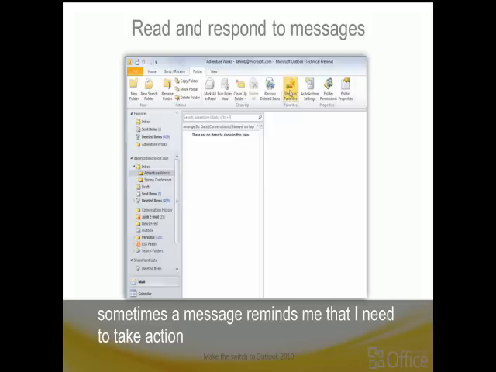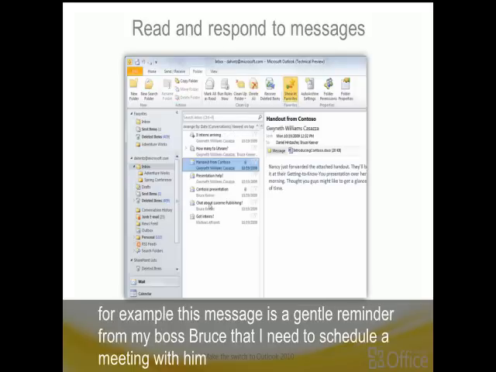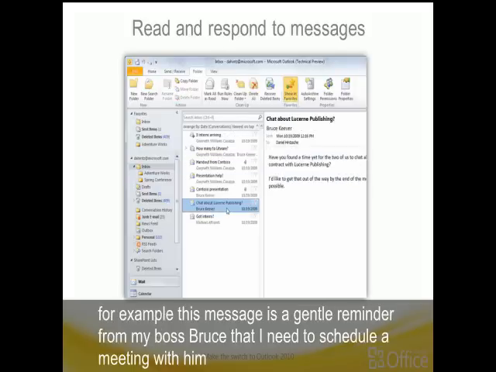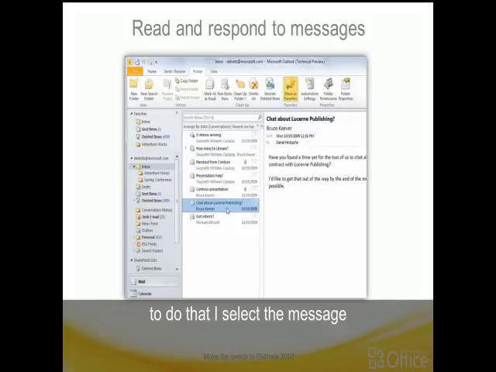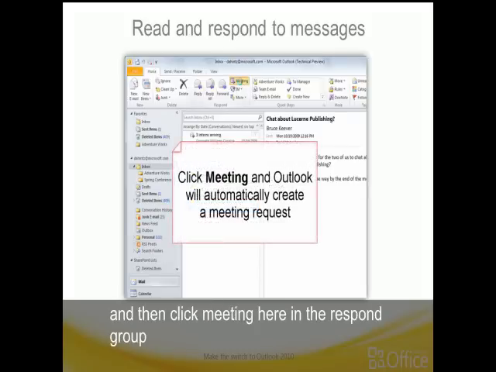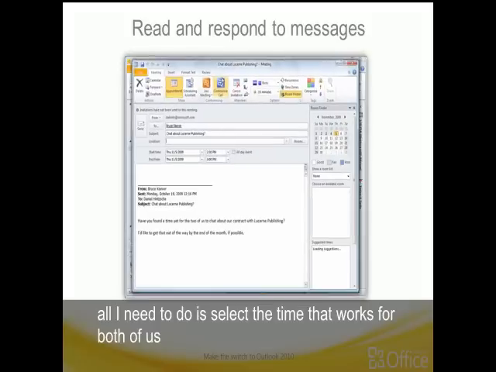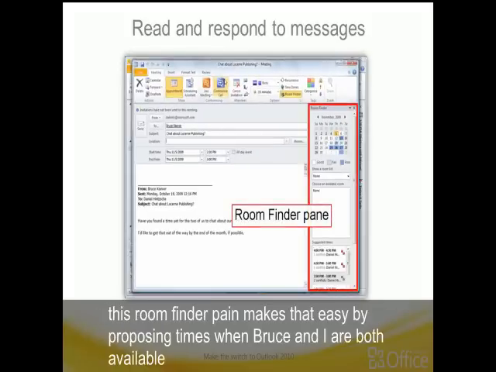Sometimes a message reminds me that I need to take action. For example, this message is a gentle reminder from my boss, Bruce, that I need to schedule a meeting with him. To do that, I select the message and then click Meeting here in the Respond group. A meeting request is created automatically. All I need to do is select a time that works for both of us. This Room Finder pane makes that easy by proposing times when Bruce and I are both available.